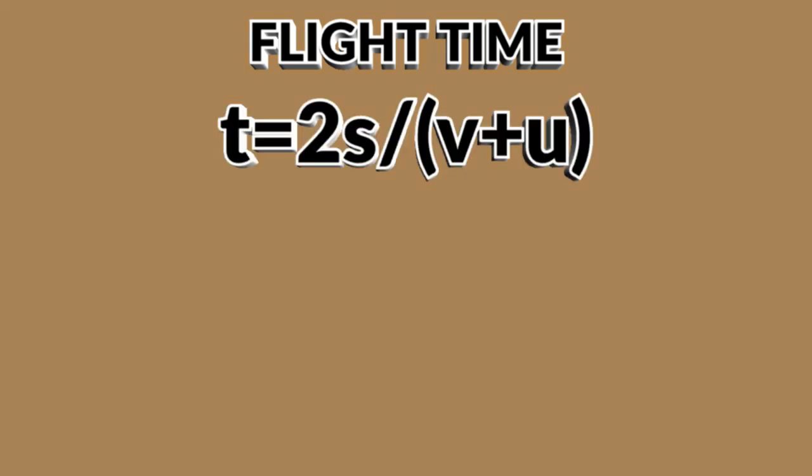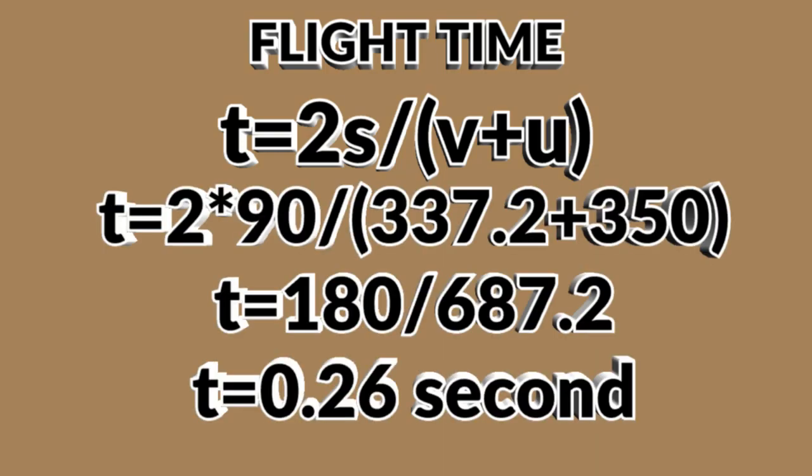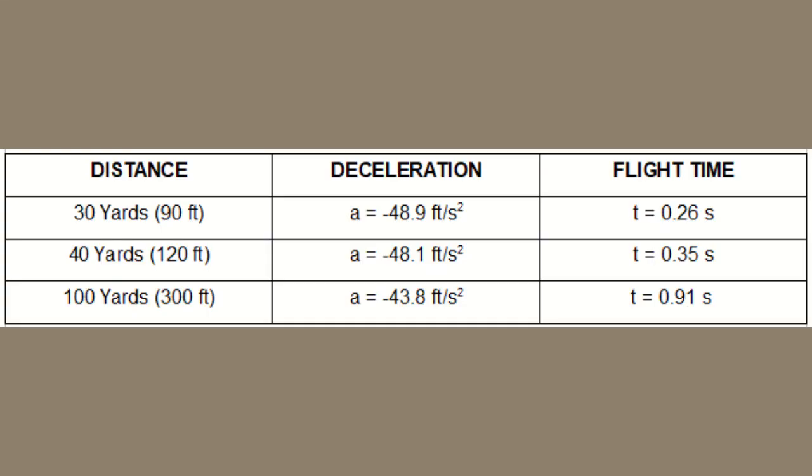Calculating flight time is the same as how we calculated launch time before. T equals 2 times s divided by the quantity v plus u. For 30 yards, the flight time is T equals 2 times 90 divided by 337.2 plus 350. T equals 180 divided by 687.2. T equals 0.26 seconds. Without crunching the numbers, here are the results for both deceleration and flight times at 30, 40, and 100 yards.